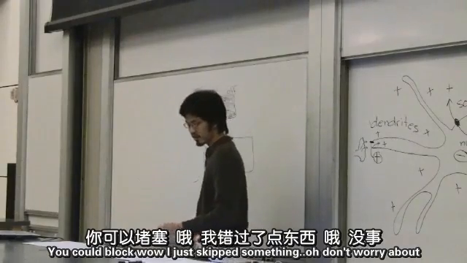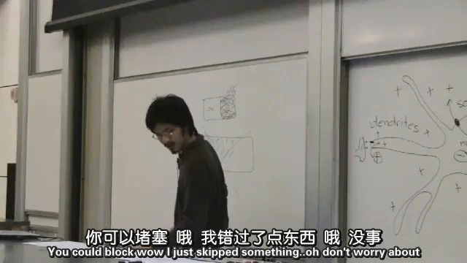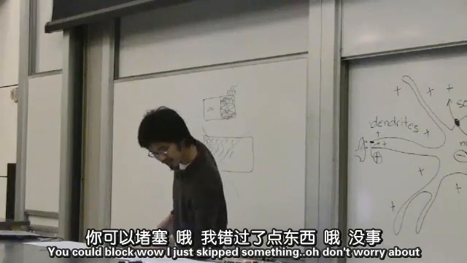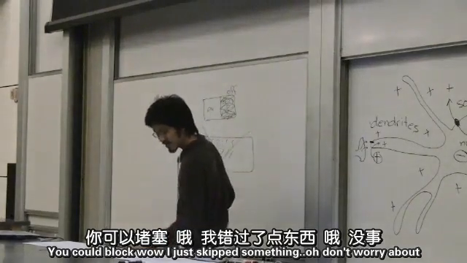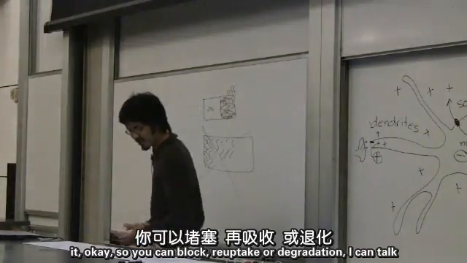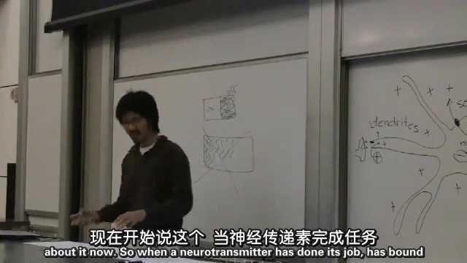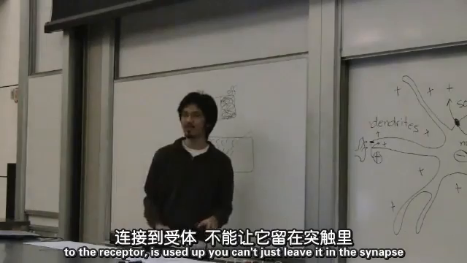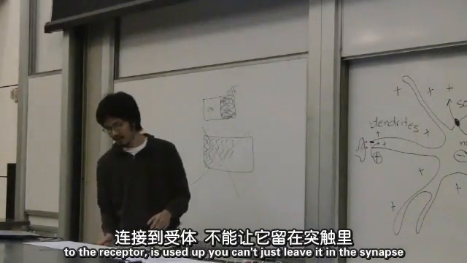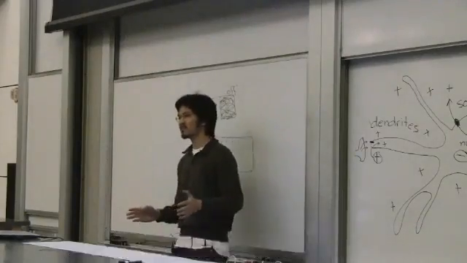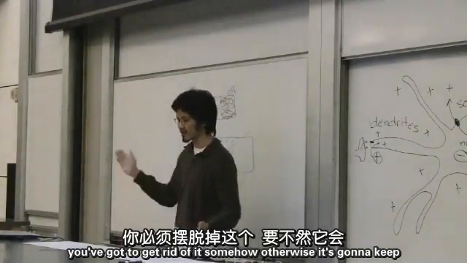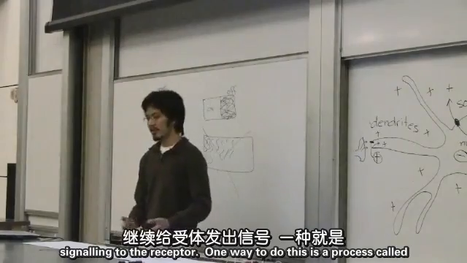You could block reuptake or degradation. When a neurotransmitter has done its job, has bound to the receptor, and is used up, you can't just leave it in the synapse. You've got to get rid of it somehow. Otherwise, it's going to keep signaling to the receptor.